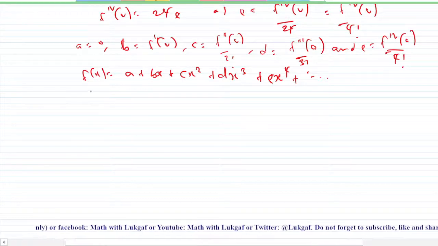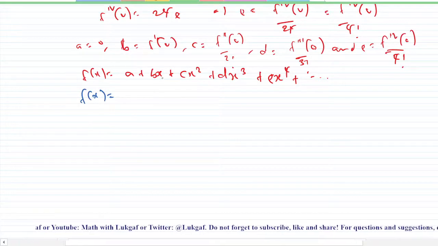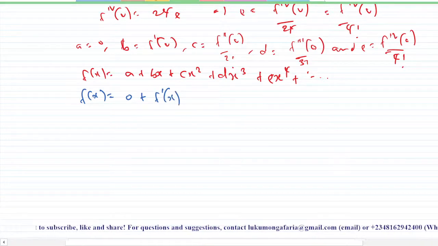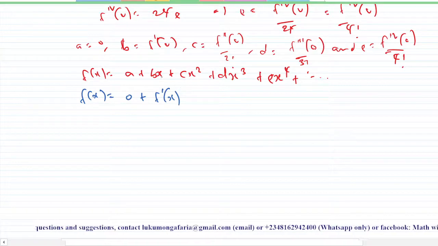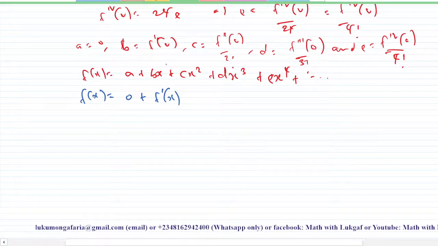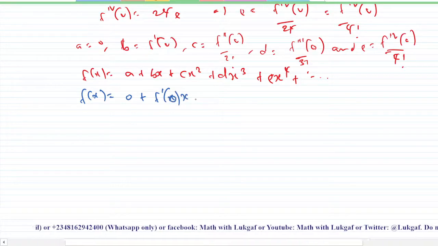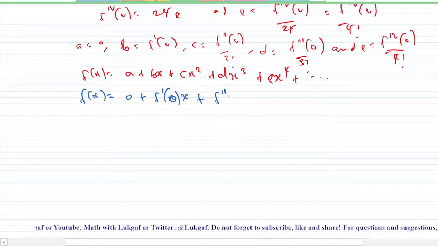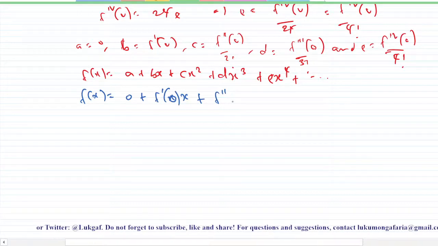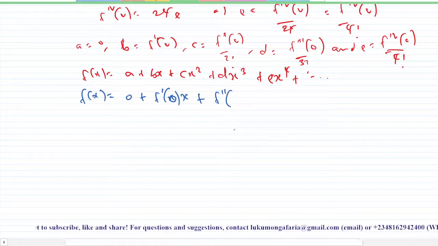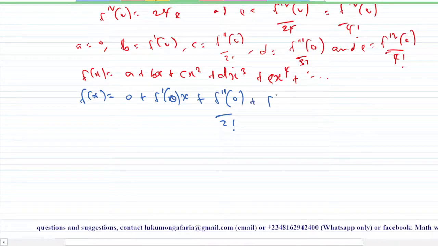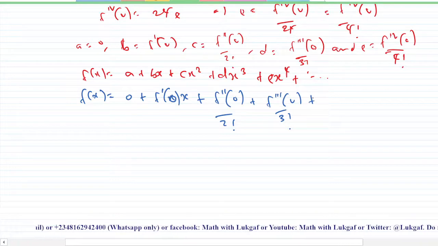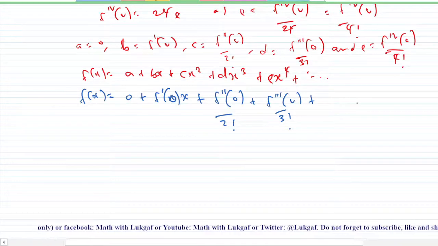Okay, now if that is cleared, if you now make the substitution of what we've done so far, now we have that my f of x is equal to your a is f of 0, my b is what? F prime of 0. Your c is f prime prime of 0 divided by 2 factorial. Then plus your d, f prime prime prime of 0 divided by 3 factorial. Then plus e. So remember your e is f of 4 of 0 divided by 4 factorial.